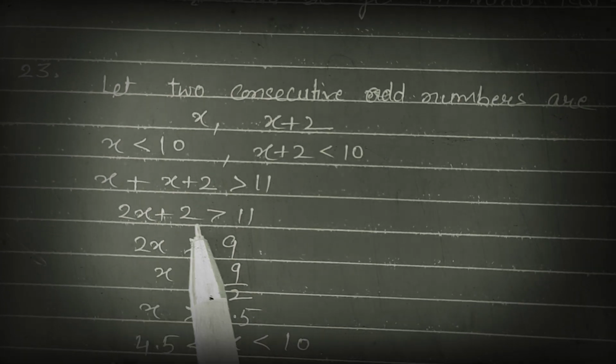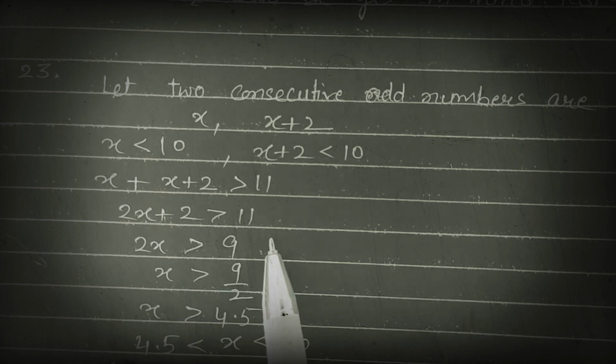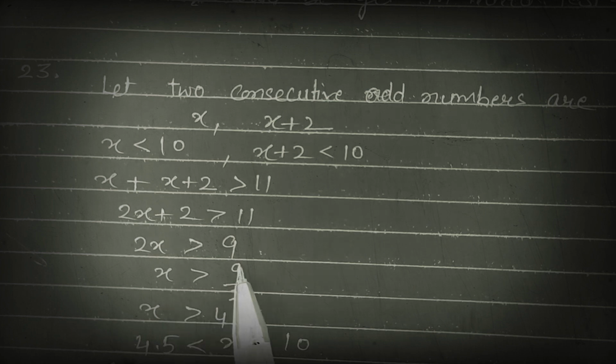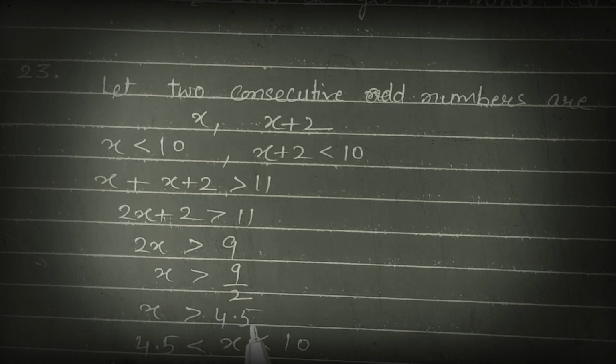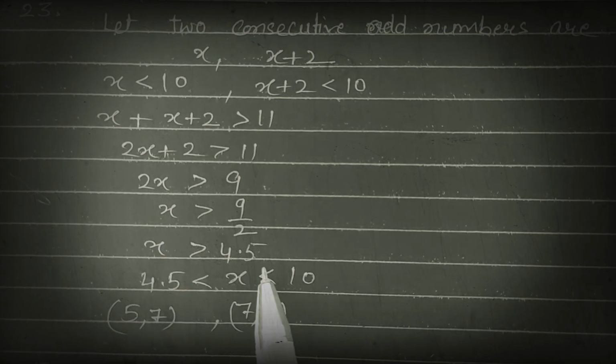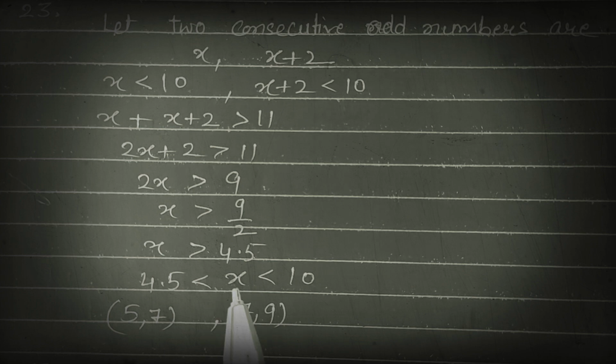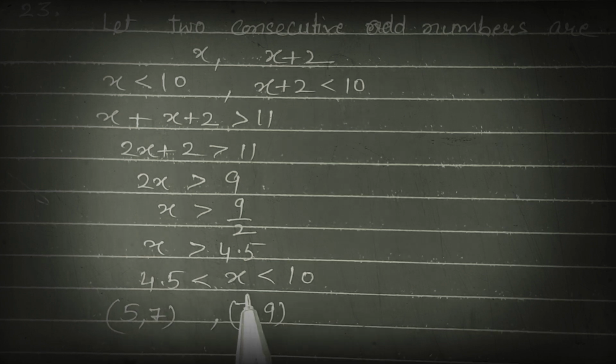So 2x plus 2 is greater than 11, then 2x is greater than 9. The 2 will go there and become minus, so 11 minus 2 is 9. So x is greater than 9 by 2, so it should be greater than 4.5. According to the question, x is greater than 4.5 but should be less than 10.